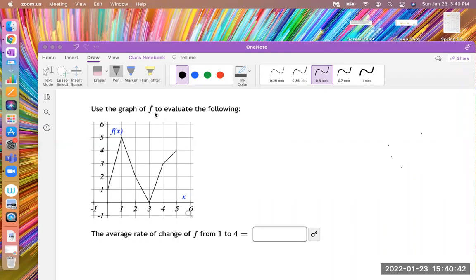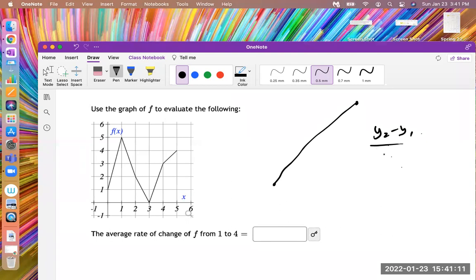Use the graph of f to evaluate the following. So this is a function f of x, and they say what is the average rate of change of f from 1 to 4. So rate of change is the slope. And when we were talking about straight lines, we were just able to find 2 points and then calculate the slope using the y2 minus y1 over x2 minus x1 formula, because this was the rate, the change in y over the change in x.